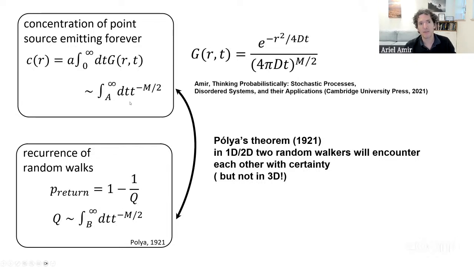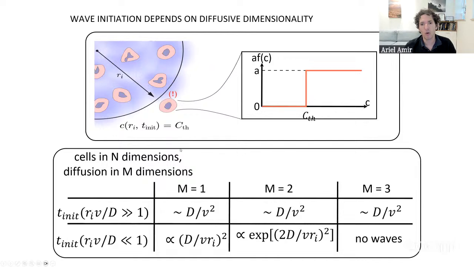And using the same way, we can show that in 1 and 2 dimensions, a cell outside the target, no matter how small the target is, will always be triggered, while in 3 dimensions, this is not the case, and there is a critical size below which you will not be able to trigger these waves. What is this critical size? It's again this length scale of D over v.